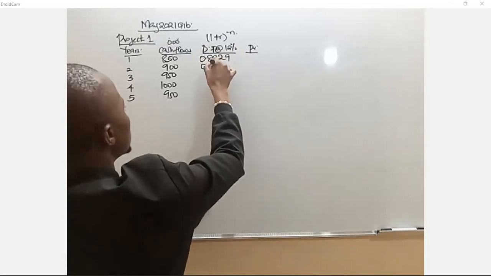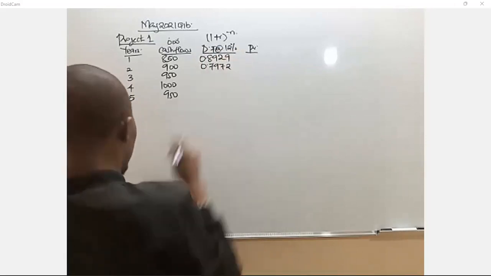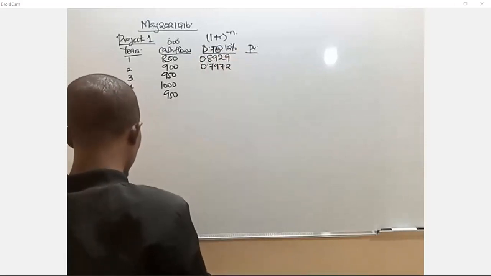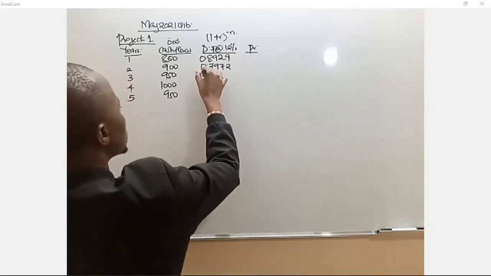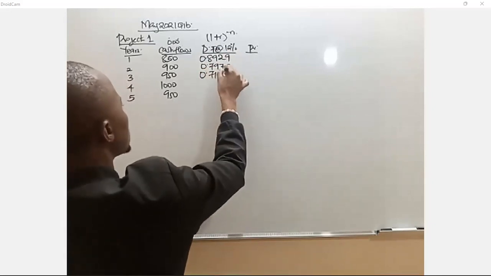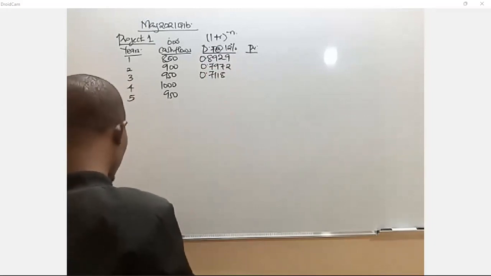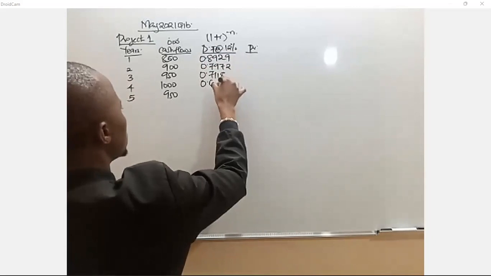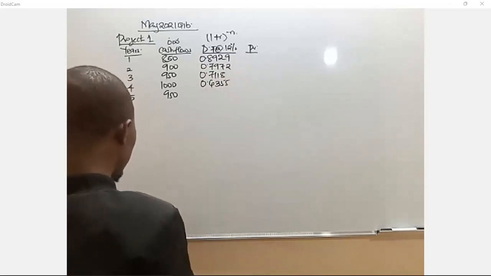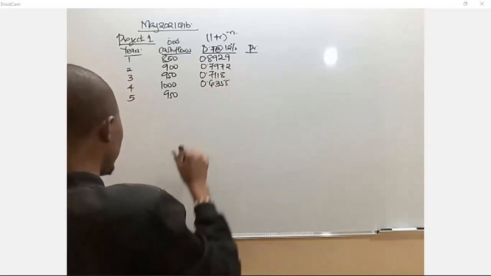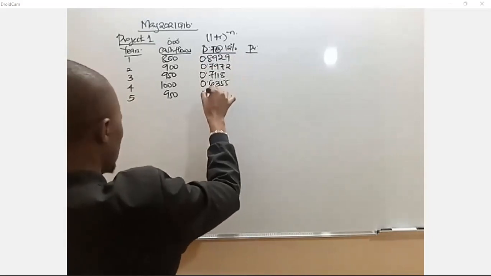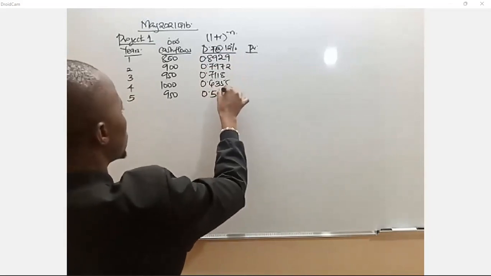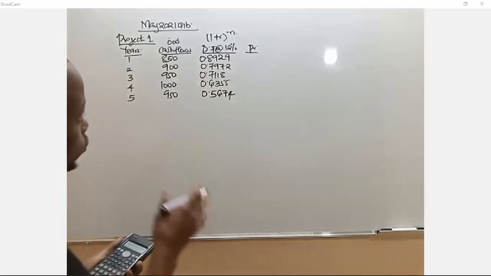0.7972. Okay, the third one will be 0.7118. We go to year 4, we get 0.6355. Then the last one for year 5, you're getting 0.5674. Just multiply with your cash flow to get the present value.